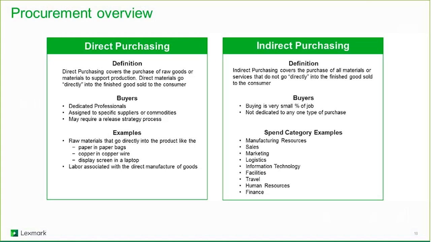And then the indirect spend covers the purchasing of all materials and services that don't go directly into the finished goods sold. And this is the area where we focus on initially because it represents what we refer to as maverick spend, the ability of someone to purchase just ad hoc. And of course, this indirect purchasing is happening throughout the entire company.